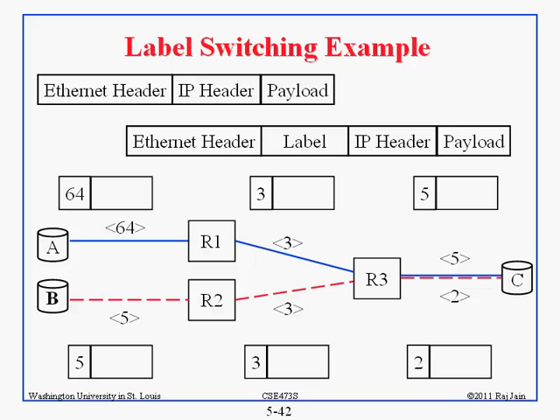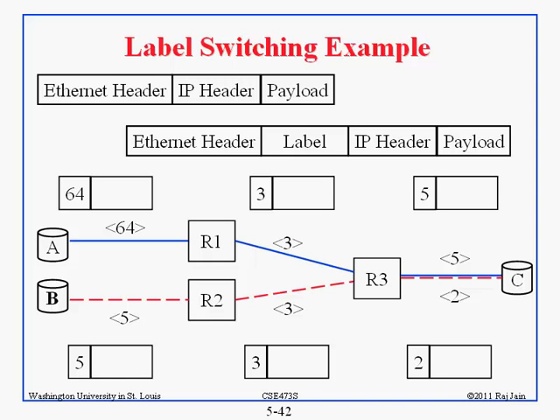Now, everything is already preset. When you set up the blue circuit, these guys say, I want to set up a blue circuit. So this one says, okay, anything that you want to send on blue, please put a number 64, they tell to A. So A will always put number 64 for all blue packets. This guy tells R1 that anything you want to send on blue, please send it with a number 3. And this one tells that please send it number 5.